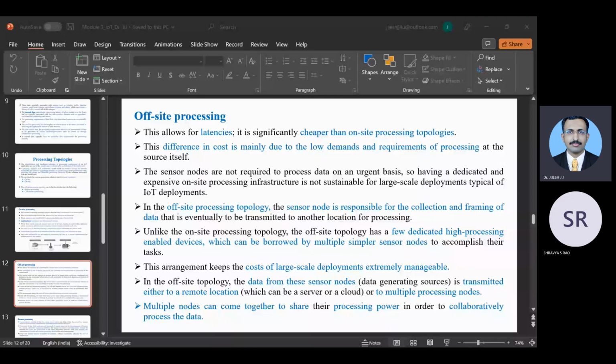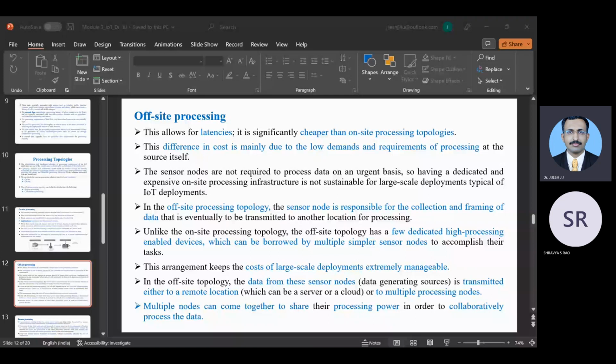In offsite processing topology, the sensor node is responsible for the collection and framing of data. You can also say that there are a few dedicated high processing enabled devices which can borrow and multiple. So we have two different types in offsite. What are those?